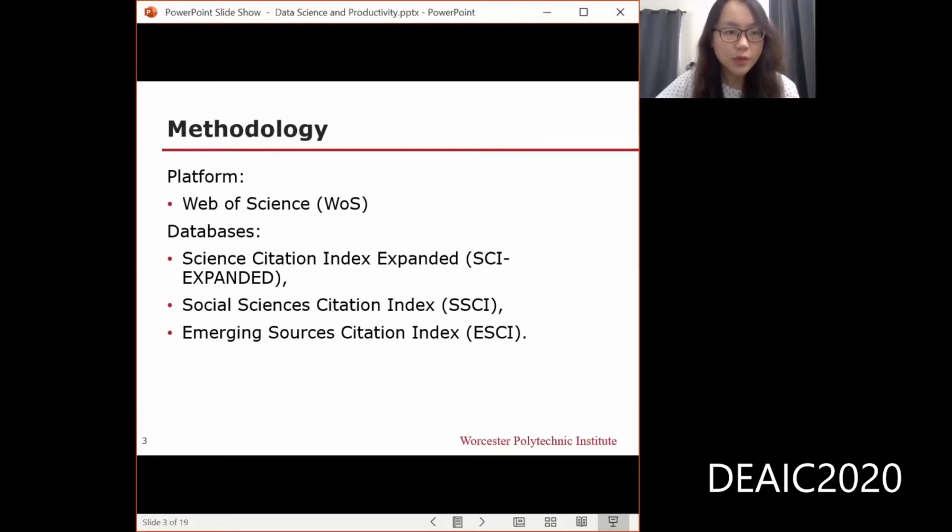For the methodology part, the platform we use to conduct the literature research is Web of Science. We included 3 different databases, including the Science Citation Index Expanded, Social Sciences Citation Index, as well as Emerging Sources Citation Index.